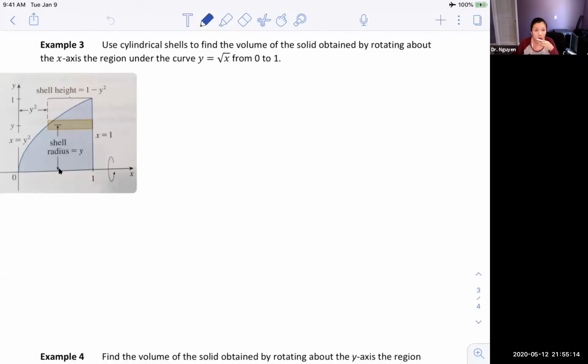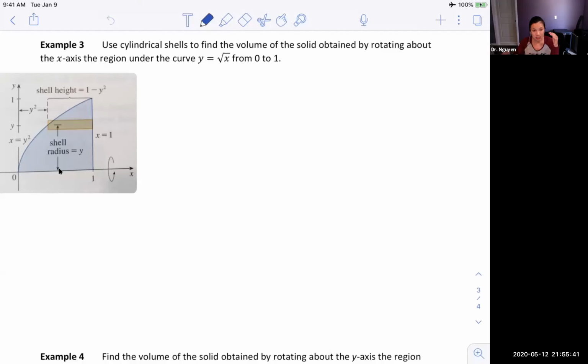Now, because we work with cylindrical shells, the height is going to be parallel to the x-axis. So as you can see, we take that piece, we rotate it, and we create the shell this way, horizontally.